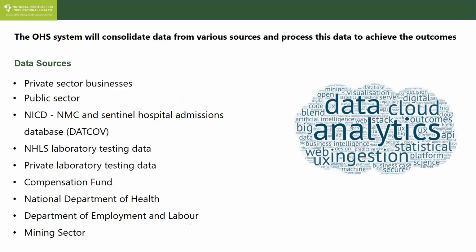So this data system, the occupational health surveillance system, will then be integrated with other surveillance systems or other data collection activities that are currently out there, such as the NMC database, the Sentinel Hospital Admission database, the lab testing data, which includes the private and public sector labs, the compensation fund, other information from Department of Health, Department of Employment and Labor as well. So it will eventually integrate multiple data sources to form a more comprehensive database.